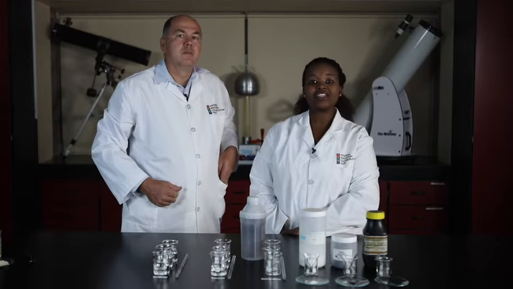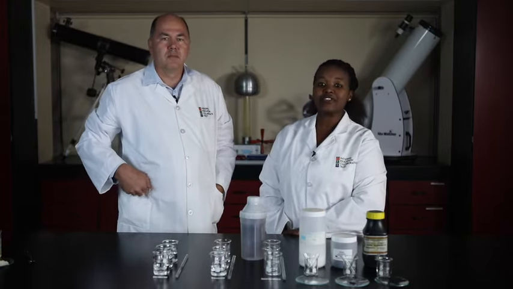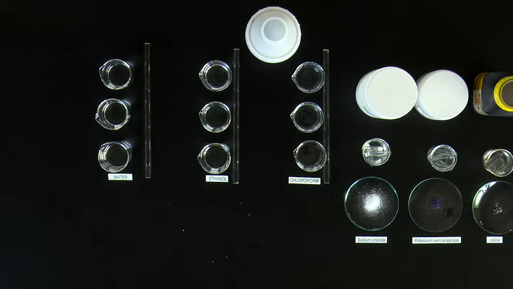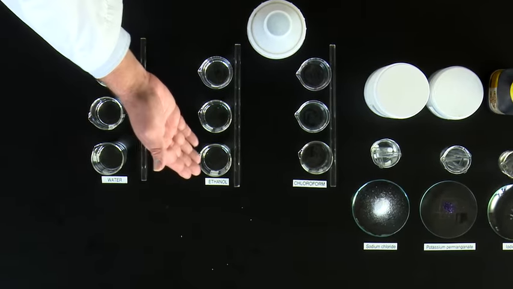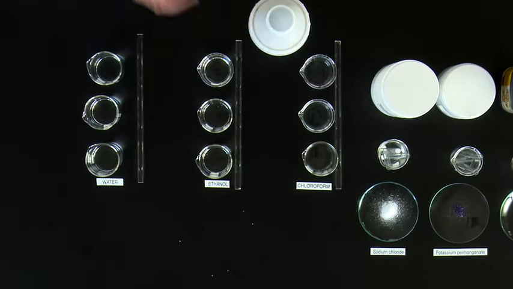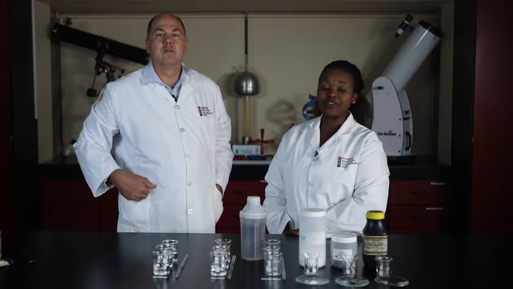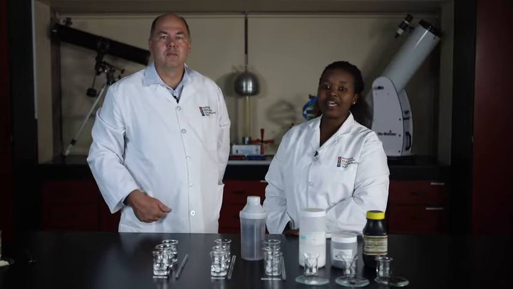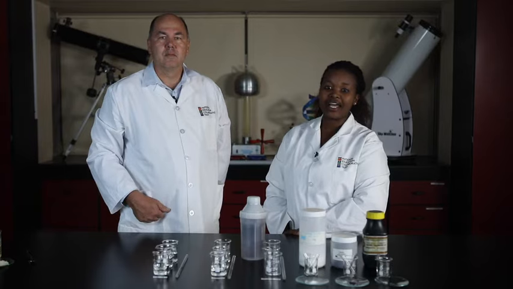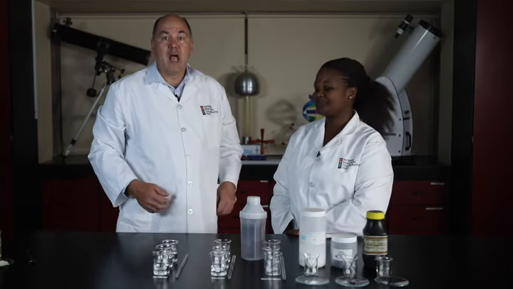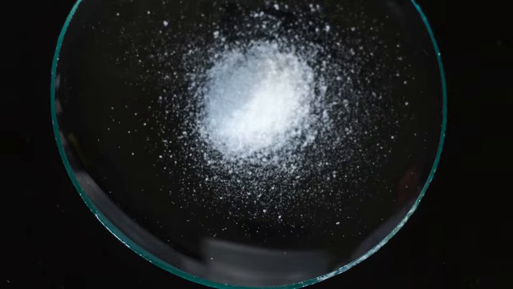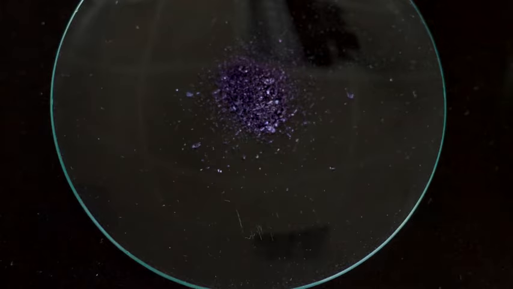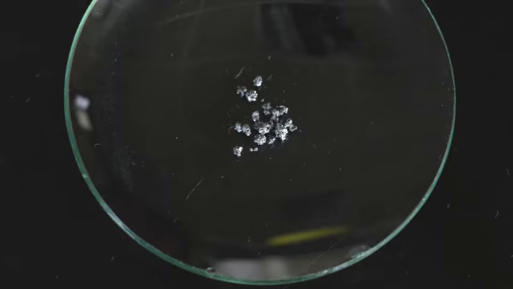In this investigation, we will use 3 different solvents: water, ethanol, and chloroform. These 3 solvents are very different from one another. Water and chloroform are polar solvents. Ethanol can act as a polar and nonpolar solvent. Our solutes are sodium chloride crystals, potassium permanganate crystals, and iodine crystals.